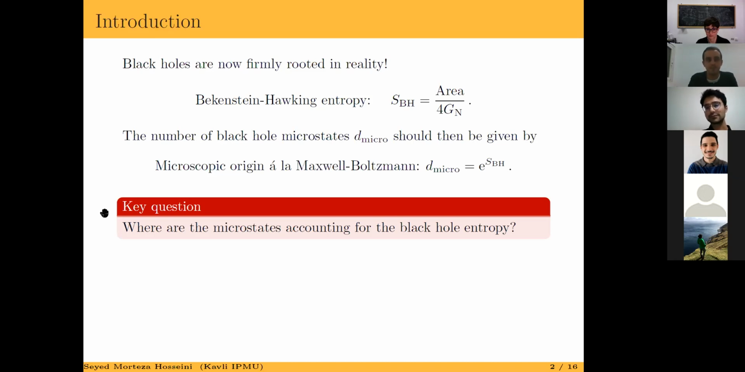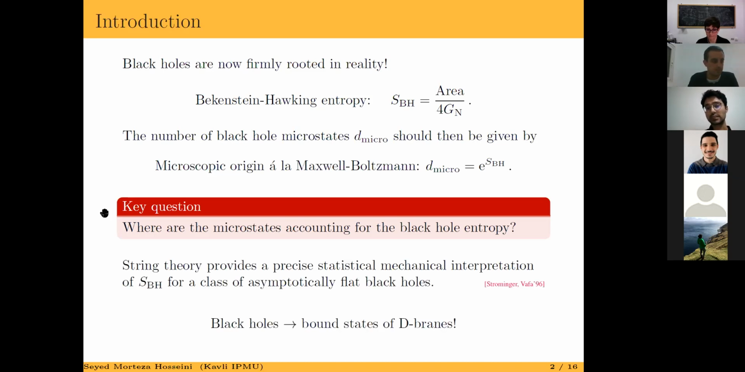But since we have a strong gravity effect, we need a consistent theory of quantum gravity, and string theory provides, as a prime candidate of a theory of quantum gravity, a precise statistical mechanical interpretation due to the influential work of Strominger and Vafa, where they represented the black hole as the bound states of extended objects in string theory, which are D-branes. But curiously enough, this question has remained an enigma for more than 10 or 15 years, and people wondered how to proceed for asymptotically AdS spacetimes, where you have a negative cosmological constant.